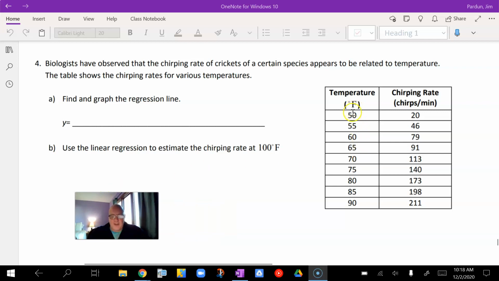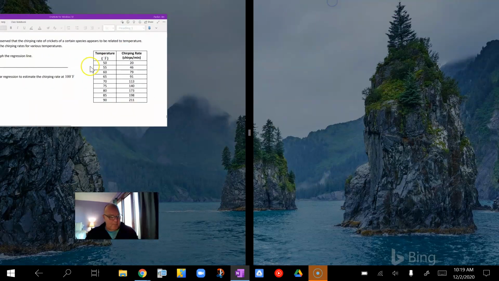When the temperature is 50 degrees outside, the chirping rate is 20 chirps per minute for a cricket. And as the temperature increases from 55 to 60 to 80 to 90, the chirping rate also increases. What they want us to do is find and graph a line of regression, or a trend line. So this is a good time for us to use our split screen mode.